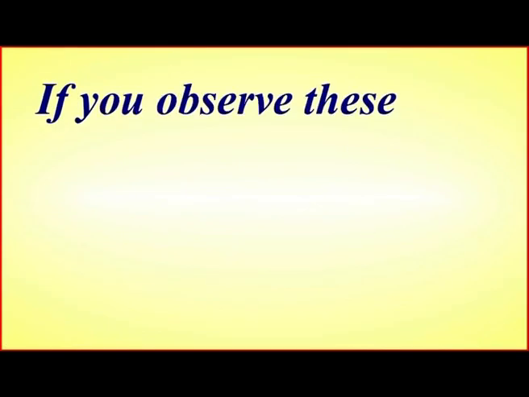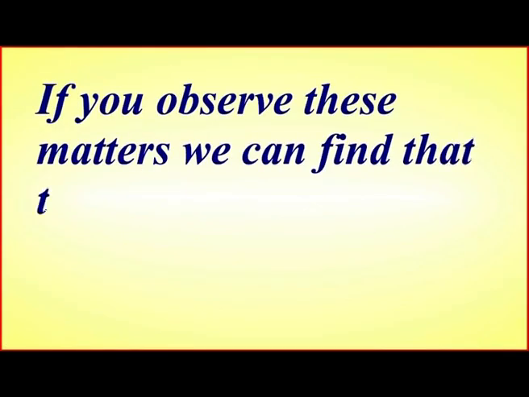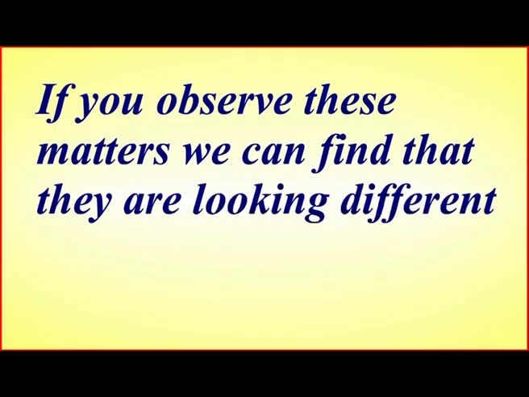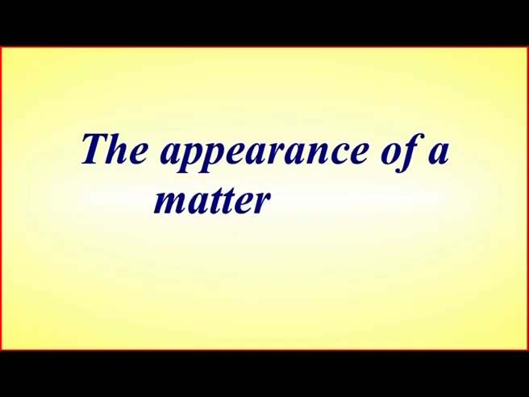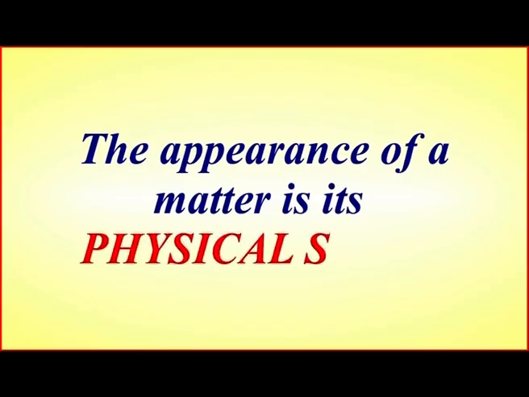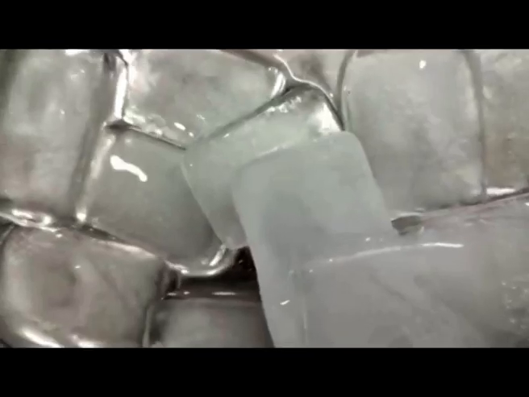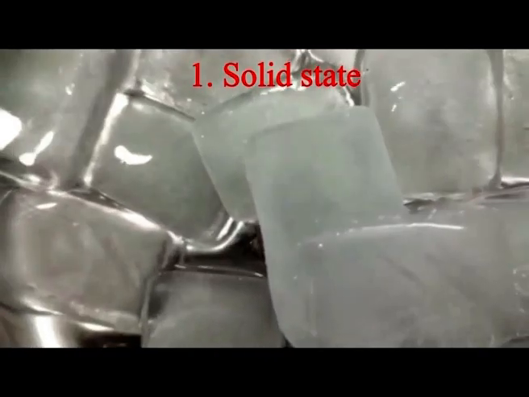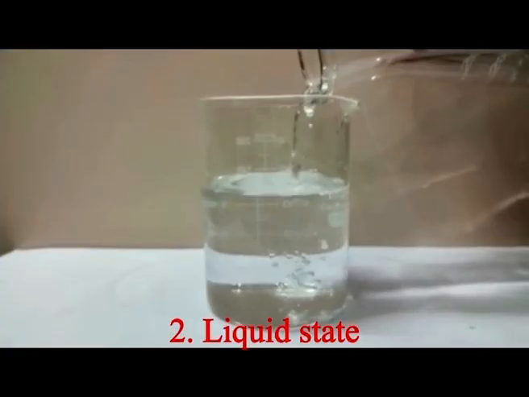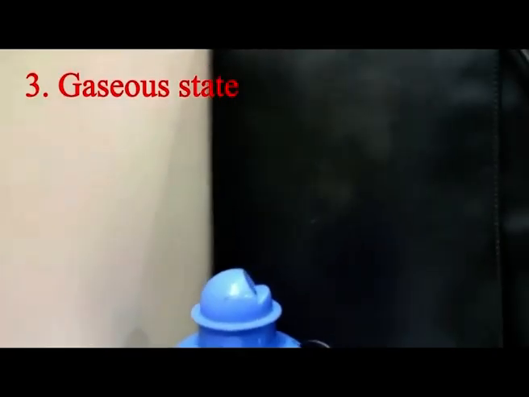If you observe these matters, we can find that they are looking different from each other. Isn't it, my dear children? The appearance of a matter is its physical state. The matter is available in three physical states. They are number 1 solid state, number 2 liquid state, number 3 gaseous state.